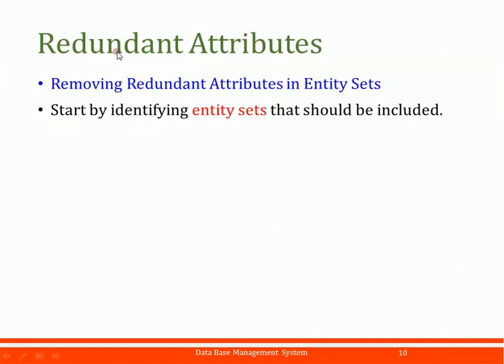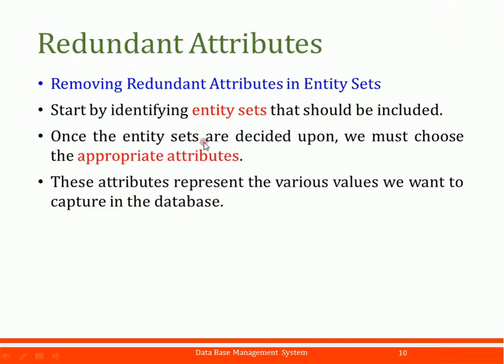We have one more thing which is redundant attributes. So removing the redundant attributes in the entity set is very important. In designing ER diagrams, you have to start by identifying the entity sets that should be included, and once the entity sets are decided, we must choose appropriate attributes. If student, instructor, project, course are decided to be your entities, then you have to decide what are all the attributes that can be given for each and every one of the entities. These attributes represent the values that we have to capture in the database.